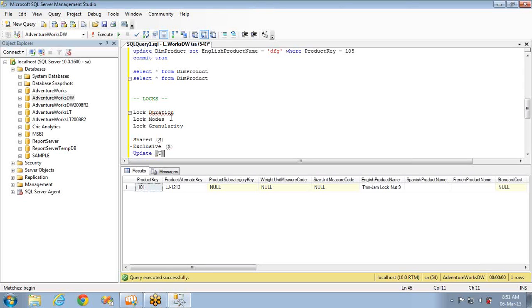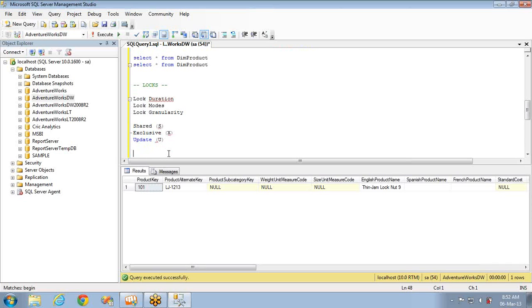Lock modes talk about what are the different types of locks that are available and that you can use, and lock modes again depend on granularity. If you want to set the lock on a particular row, then you can go for page or rows, and you can go for three types of locks: a shared lock, an exclusive lock, and an update lock.